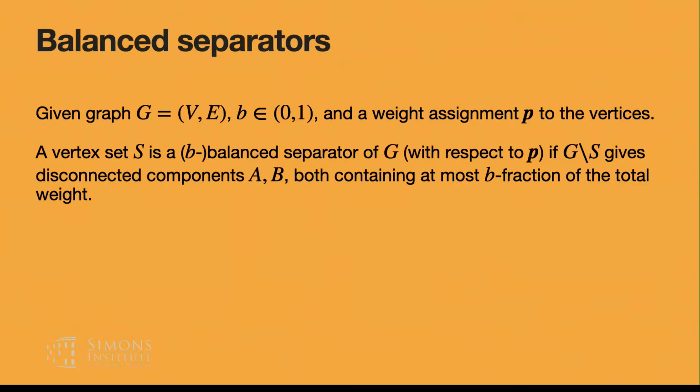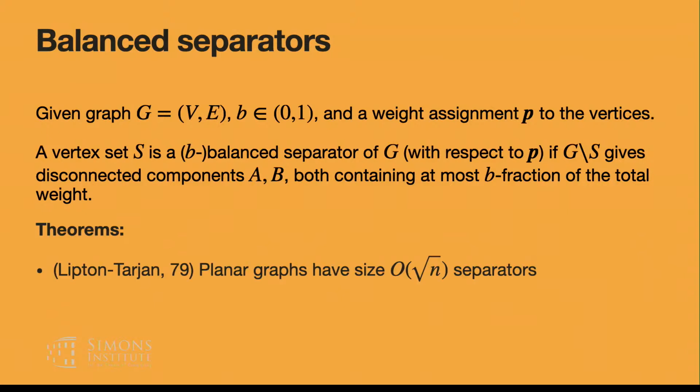So given a graph G and a constant B, and here we also say we're going to assign some weights to the vertices. We say a vertex set is a B-balanced vertex separator if when you remove the set from G, you get two disconnected components, A and B, and both of them contain at most small b fraction of the total weight. And of course, there's the famous theorem by Lipton and Tarjan saying that planar graphs have square root n size separators.